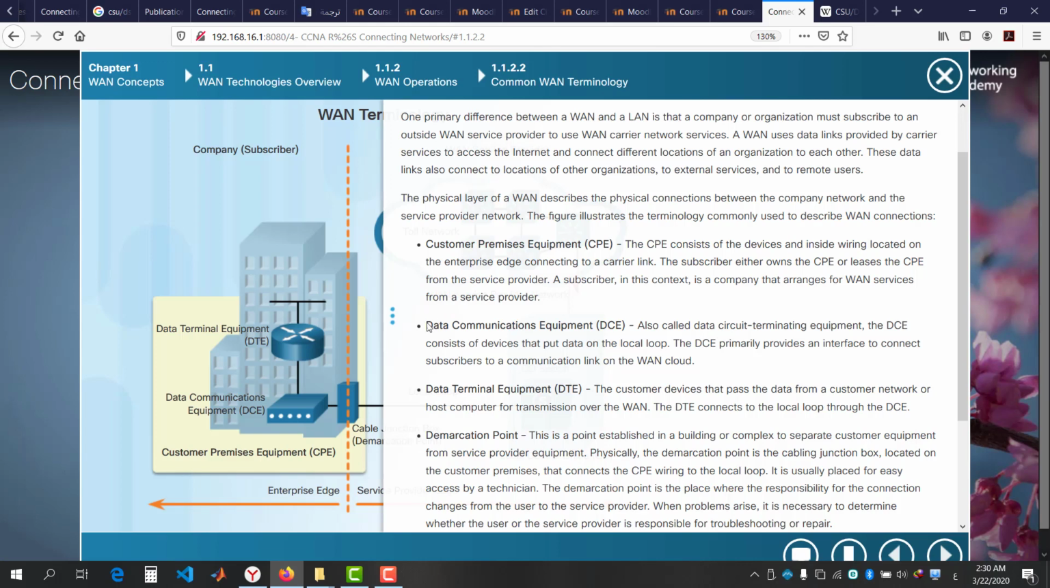So what else? The next terminology is called data communication equipment, which stands for DCE, also called data circuit-terminating equipment. The DCE consists of devices to put data on the local loop. The DCE primarily provides an interface to connect the subscriber to the communication link on the WAN cloud.